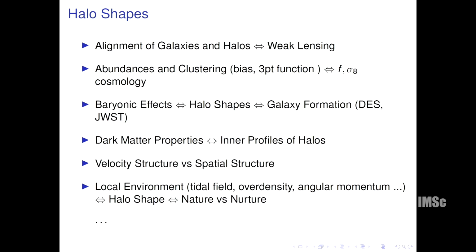Then what is the effect of baryons on halo shapes and vice versa, and how do halo shapes affect galaxy formation? How do earlier halos compare with late time halos, and that will sort of dictate how galaxies grow in these halos. Okay, and then we have heard a lot of talk about dark matter interactions, and these typically may be affecting the inner profiles of halos.